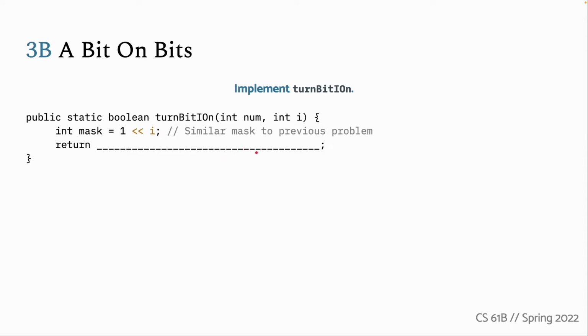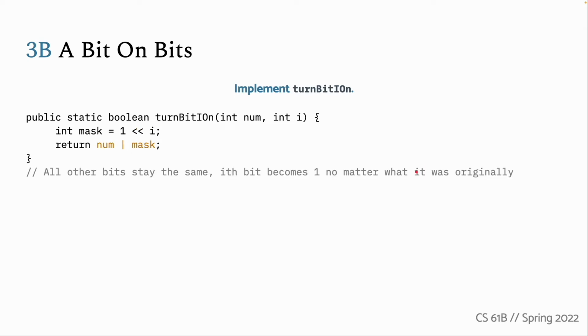So the mask here is going to be pretty similar to the previous problem because, again, we only really care about that ith bit. And this time we're not ANDing, we're going to be ORing, right? Because all the other bits will stay the same because our mask will be 0. So if num was 0 in that position, then the result will be 0 still. And if num was 1 in that position, the result will still be 1. Only at the ith position will it definitely turn to 1, because the mask has 1 there, so anything OR 1 will always be 1. And now, just like that, we've turned that bit on.